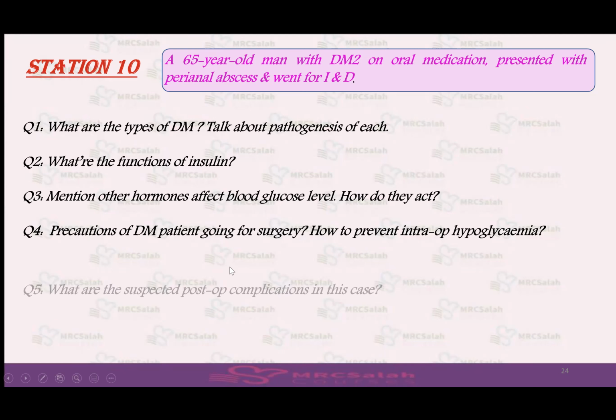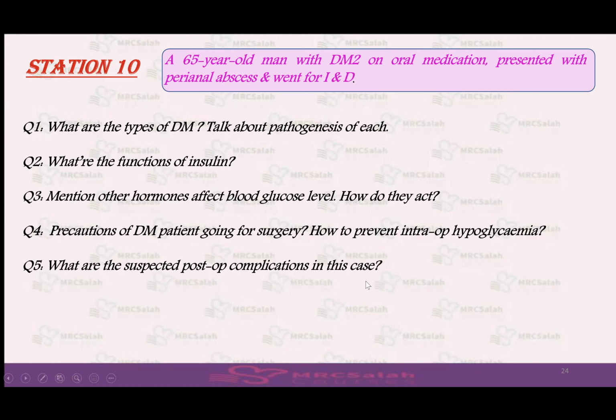Okay, Dr. Widad, what are the suspected post-operative complications in this case? He may develop immediate complications like hyperglycemia, hypoglycemia, electrolyte disturbance, or dehydration, or he may also develop DKA or hyperglycemic hyperosmolar coma. Also late complications: he may develop infection, sepsis, and impaired wound healing.